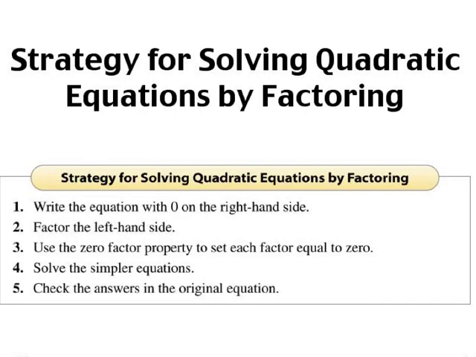Then we factor what's on the left-hand side. We then use the zero factor property, which we're going to talk about here in a minute. I'm going to show you how it works, to set each factor equal to 0. Solve the simpler equations and then check the answers in the original equation.